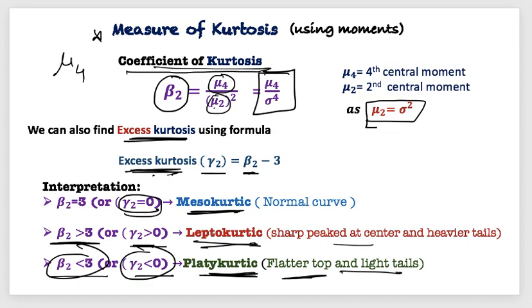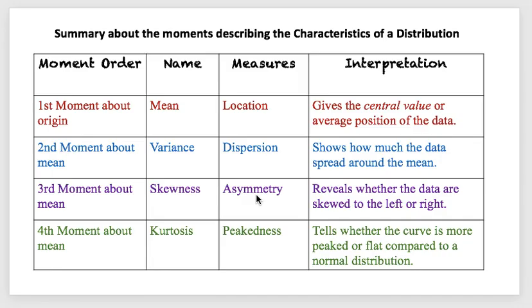So these kinds of observations we can interpret with the help of kurtosis. Now, before taking an example, let's recall the summary part. Obviously, I'll take one example after that. What we can summarize is what kind of characteristic of the distribution these moments are giving us.